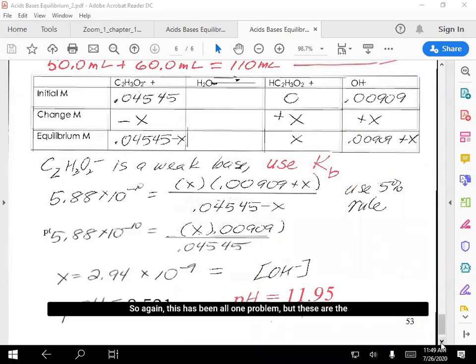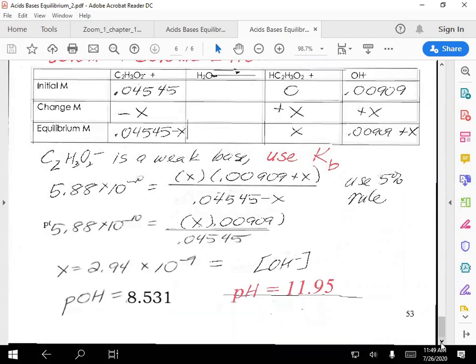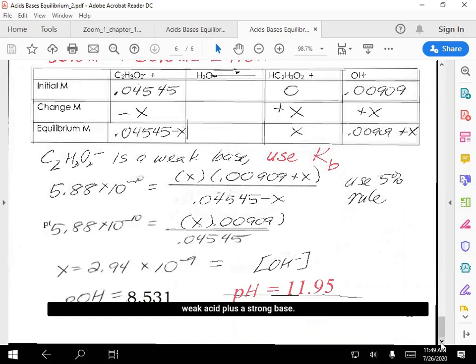So again, this has been all one problem, but these are the steps that you're going to see in a typical problem of any weak acid plus a strong base.